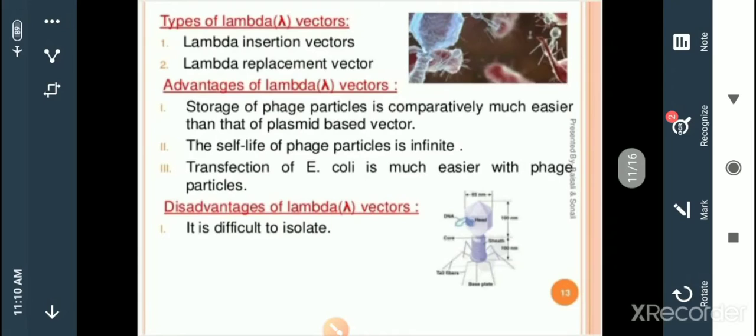And what are the types of lambda phage vectors? Two types are there. One is the insertion type, where we use the vector for the insertion of desired genes, meaning the characters which we want to improve or grow, and see expressed in the next individual. And then the lambda replacement type, where some characters are replaced.